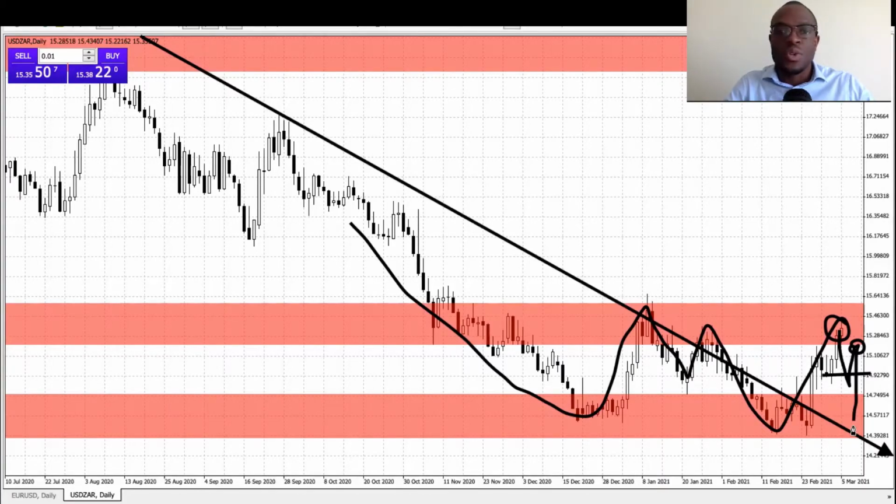14.39287. Or if we want to be more aggressive, or if we are more optimistic, we can say the price is going to break this zone. So it will mean placing our take profit beyond this level.